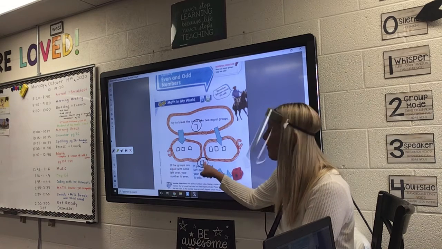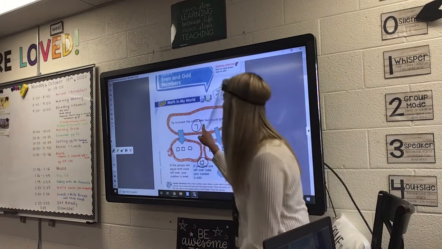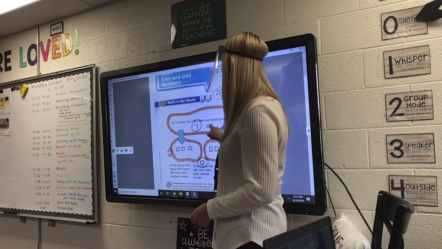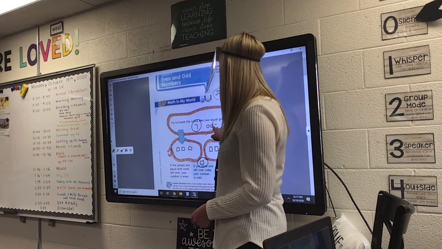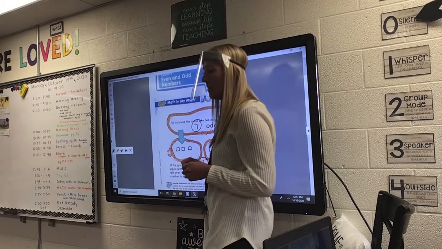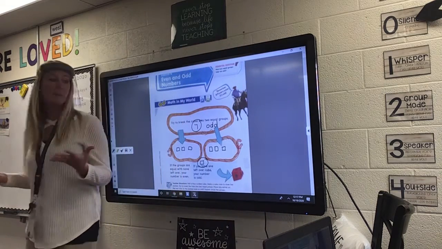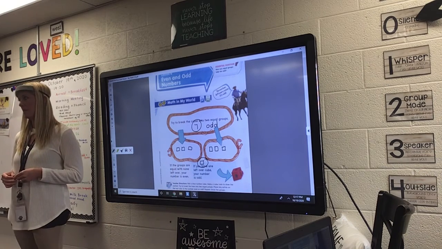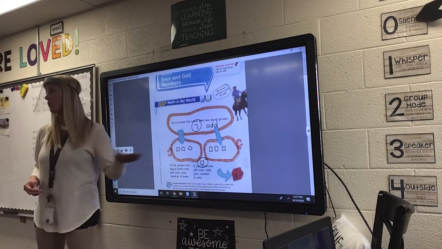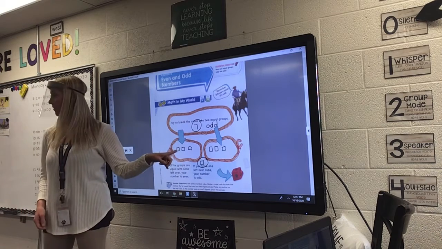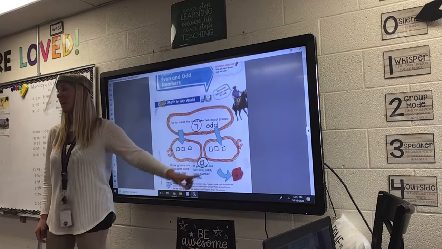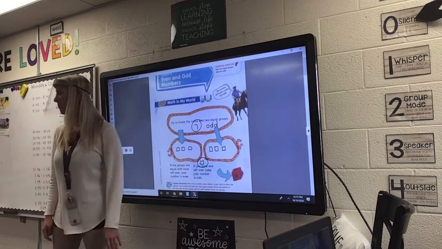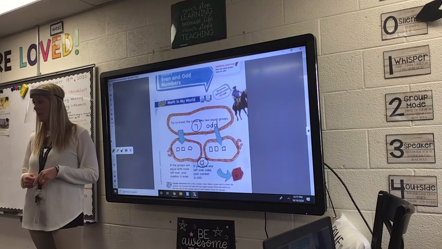Now, if 1 is remaining, this number is going to be odd. So up here by that 7, can you write odd, O-D-D, to show that you know 7 is odd because there's 1 left over. There's 1 remaining. You have to have equal groups. That cube cannot go to that group because that group would have 4 and this group would have 3. And it can't go to the other group because that would have 4 and that would have 3.